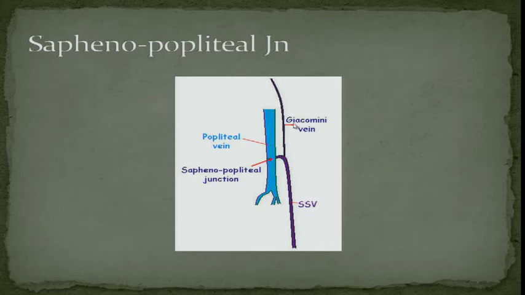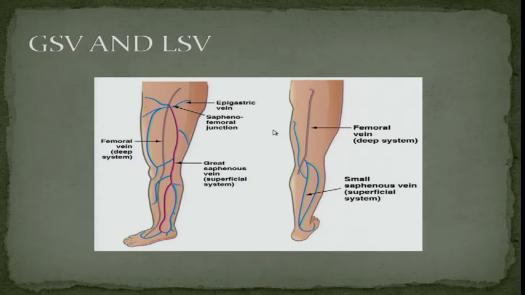It may continue up as this Giacometti vein, which will then drain anywhere into the superficial femoral vein. Does that make sense? Okay, great. So I've just got this image to show you where both the veins will be.